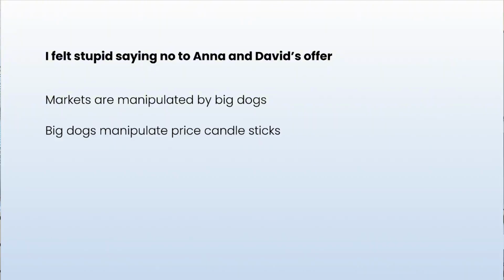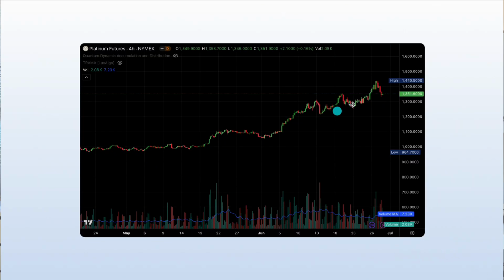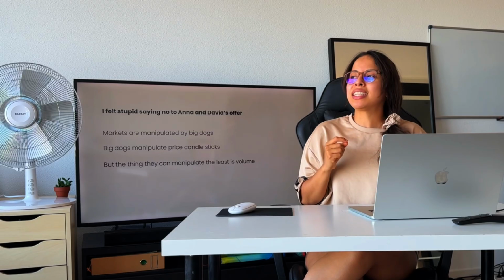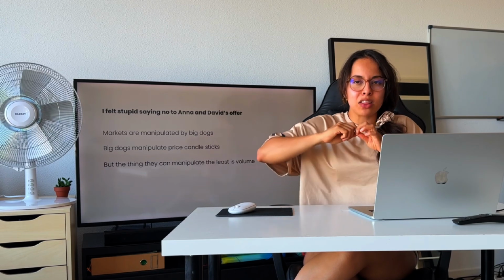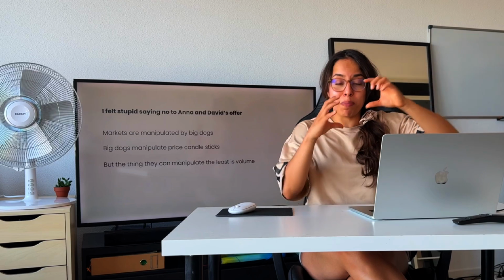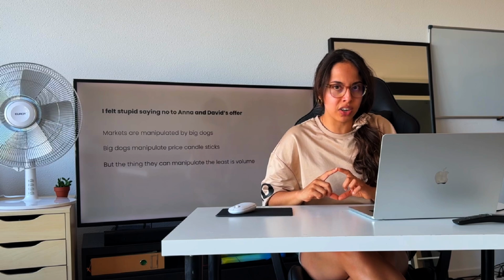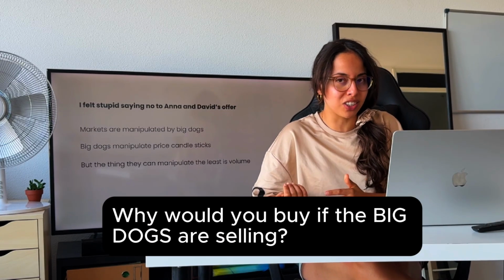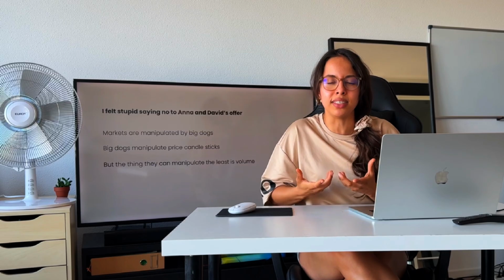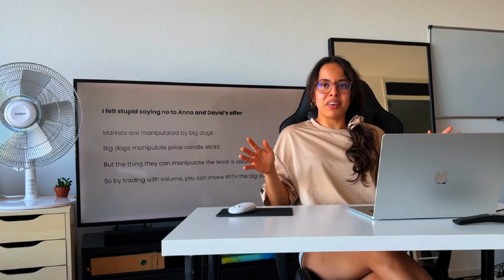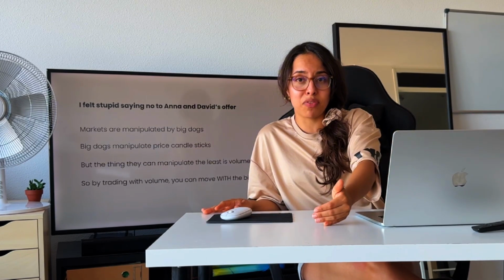The thing that the big dogs can manipulate is the price candlesticks. In other words, they can manipulate this part of the chart. But the thing that they cannot manipulate, or at least the thing that they can manipulate the least, is volume. Which means that the big dogs can make the price look very positive, but by looking at the volume, you can actually realize that the big dogs are not buying. The big dogs are actually selling. Why would you buy if the big dogs are selling? Volume is telling you the behind the scenes. So basically, by trading with volume, you can move with the big dogs. The offer is very simple. By using VPA, you're going to trade from the big dogs' perspective.